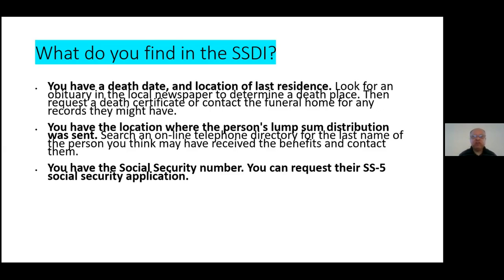You have a location where the person's lump sum distribution was sent. So you're able to perhaps search online for the last name of the person you think may have received the benefits and contact them. And if you happen to have the Social Security number, you can request their SS5, your application.